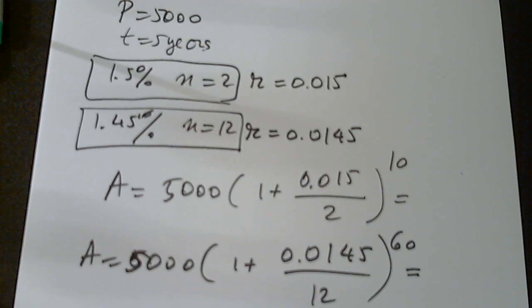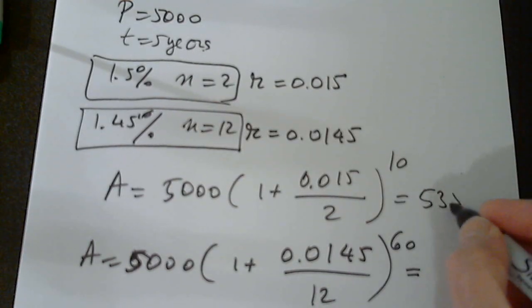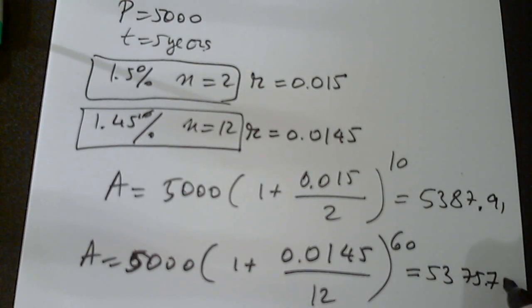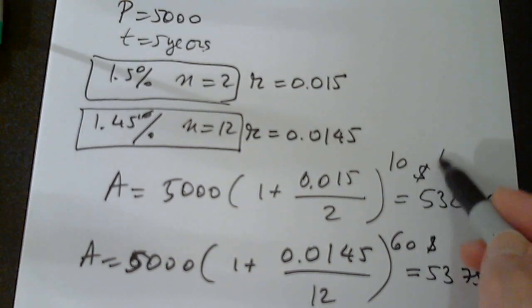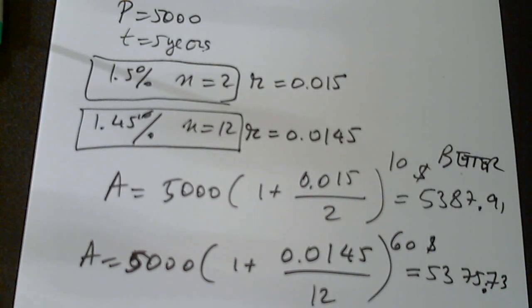So 5387, 5375, the first is a better option for us. When it comes to money, 2 decimal digits are enough. 5387.91, 5375.73. So the first option is better. We get a little bit more money, by $12, roughly.